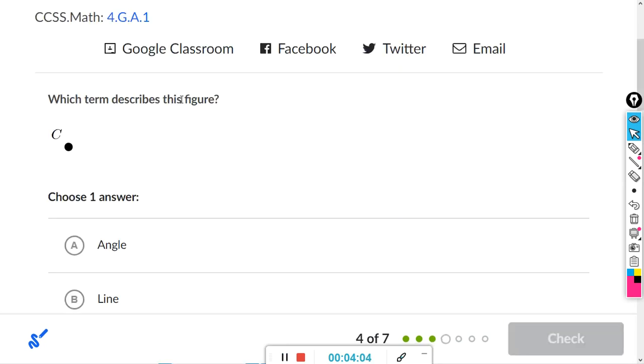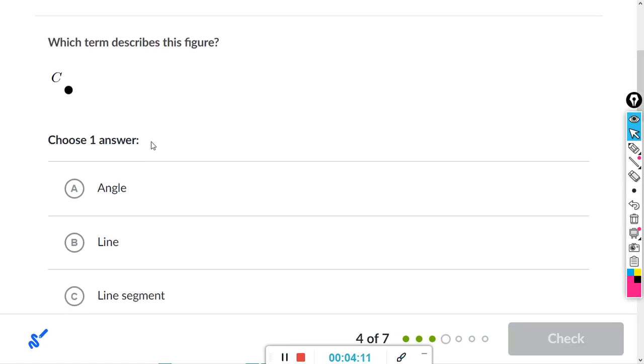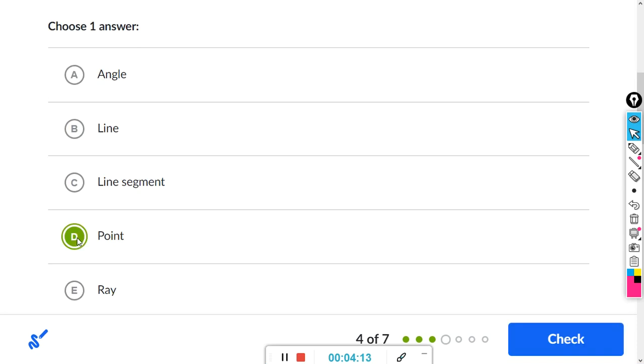All right, which term describes this figure? Well, we can see that's just a point. Okay, it's just a dot. It indicates location. So that's just a point.